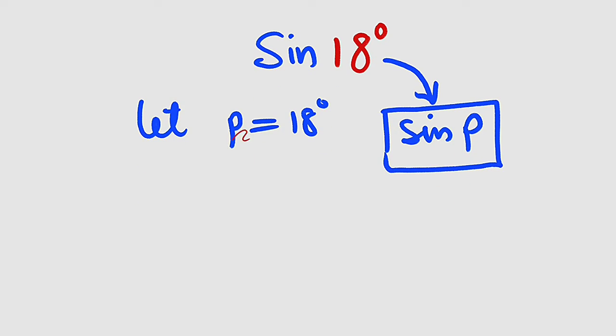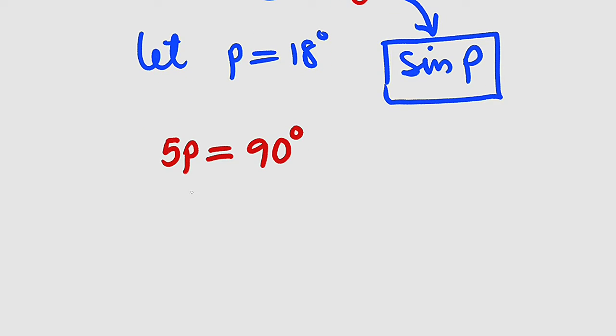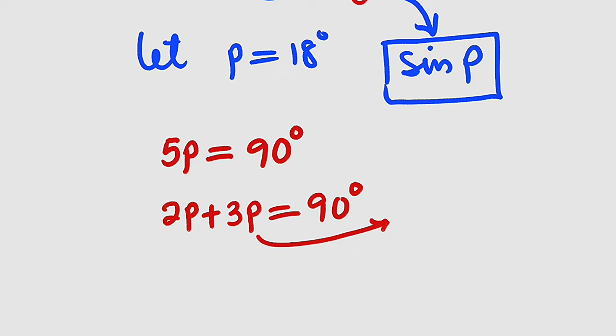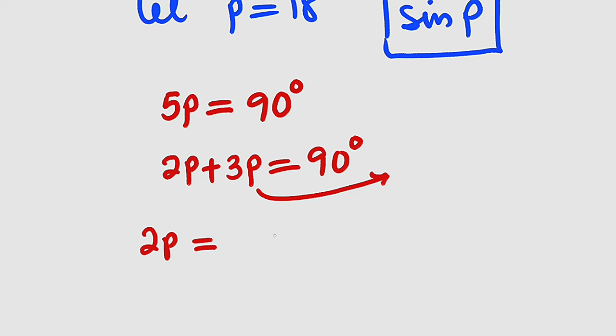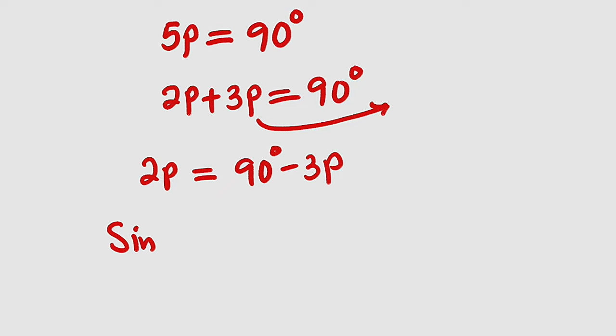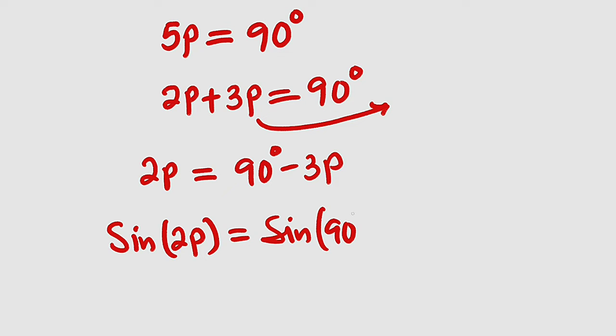Let's continue. By multiplying the left hand side by 5, I have 5p, and this is equal to 90 degrees. Secondly, we can split this into 2p plus 3p. It's just a matter of logic. So 2p plus 3p is still equal to 90 degrees. Taking 3p to the other side, we have 2p equal to 90 degrees minus 3p. So let us take sine of both sides. We have sine of 2p equal to sine of 90 degrees minus 3p.